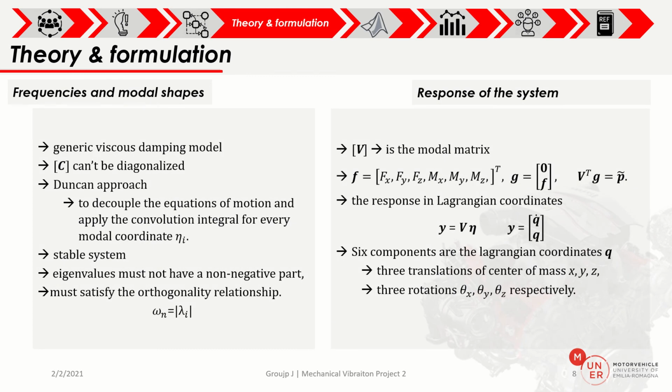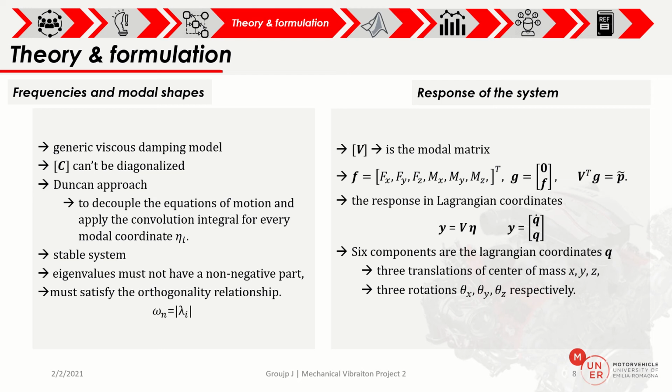As generic viscous damping was used, the global damping matrix C cannot be diagonalized by the modes of the undamped system. Both eigenvalues and eigenvectors no longer remain in the real field. Duncan approach was used in order to decouple the equation of motion and apply the convolution integral for every modal coordinate eta i. To achieve a stable system, the eigenvalues must not have a non-negative real part, with eigenvectors that correspond to complex conjugates of one another. Eigenvectors correspond to the eigenvalues which are not complex conjugates, and they must satisfy the orthogonality relationships.